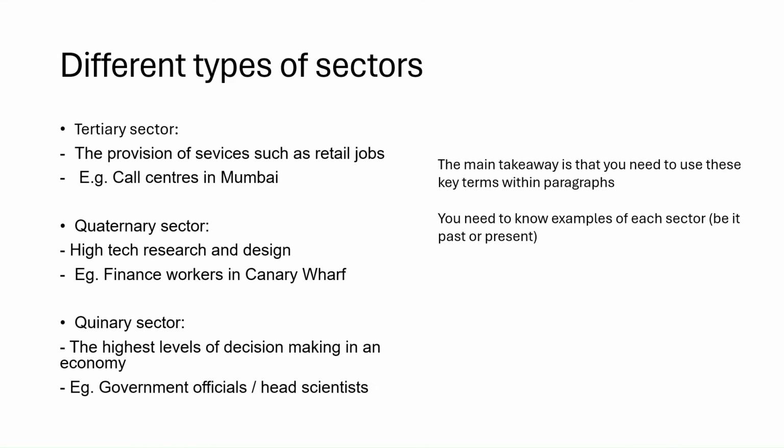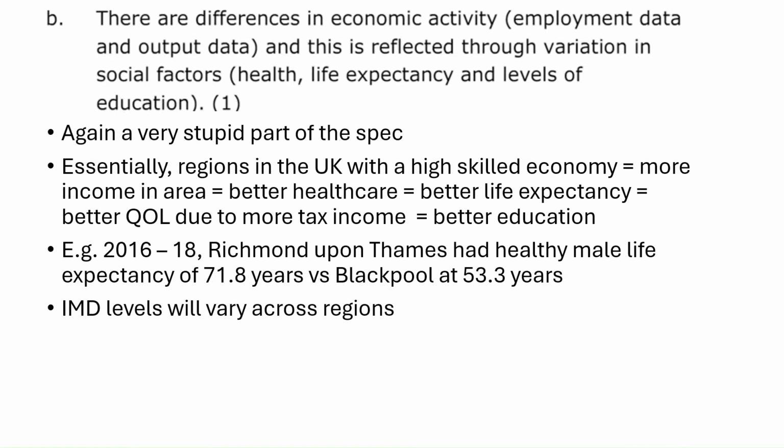The quaternary sector is high-tech research and design, which is what the UK is trying to shift towards. This involves finance, like workers in Canary Wharf, and perhaps engineering as well. Then the quinary sector is above that. It's just the highest level of decision making in the economy, like government officials and head scientists. The main takeaway, as I said before, is that you need to use these key terms within paragraphs and know different examples so you can quickly name-drop them. Let's move on to this part then.